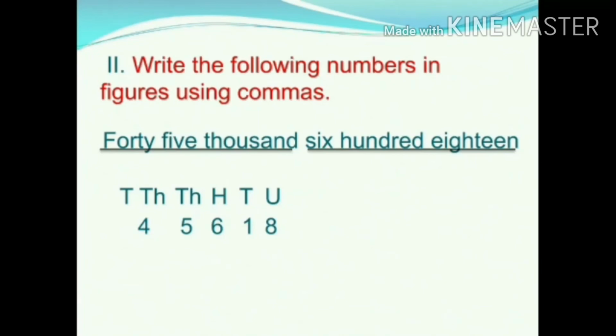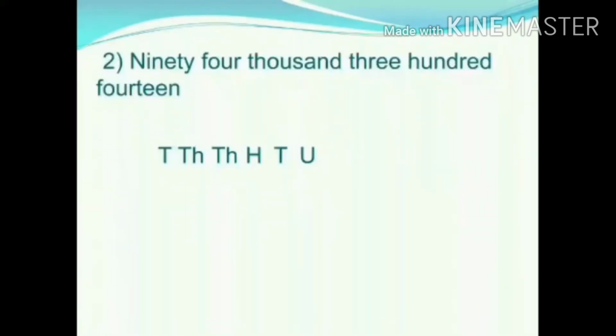We should put a comma after each period. This means the first comma is put after the thousands digit. In the thousands place we have 5. So we will put a comma after 5. Like this only we will solve the second one, and first we will read the words.